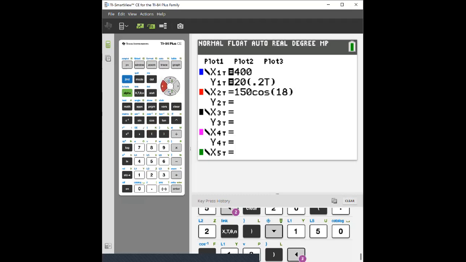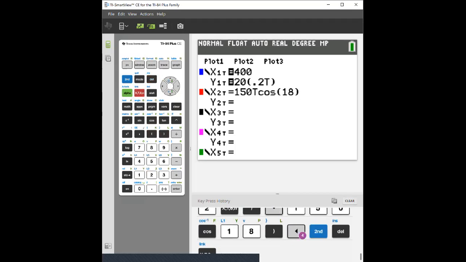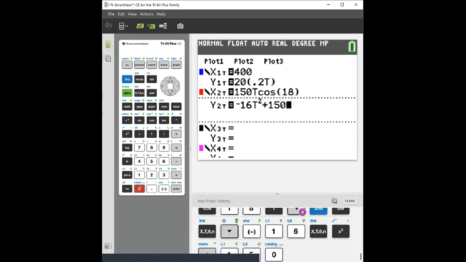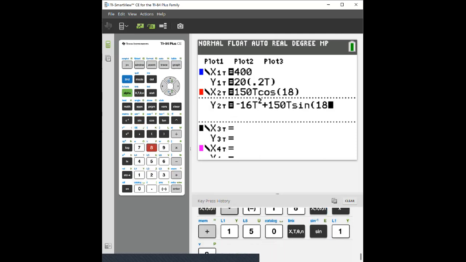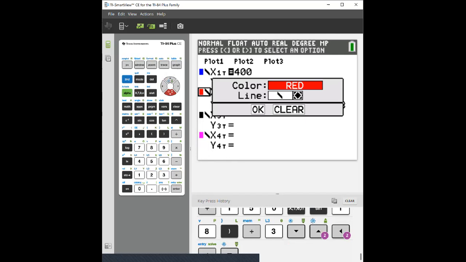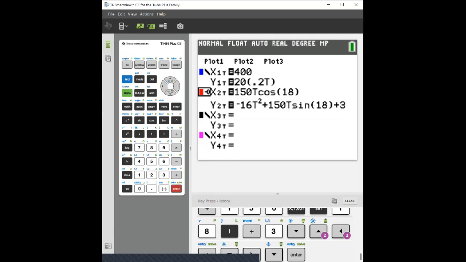Then 150t times cosine of 18, and negative 16t squared plus 150t sine of 18 plus 3, because it started 3 feet above the ground. And again, I'm going to use that little ball graph. See if I can get that to work.